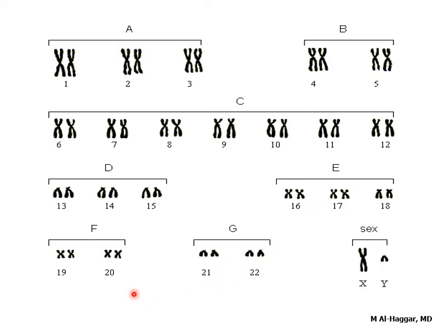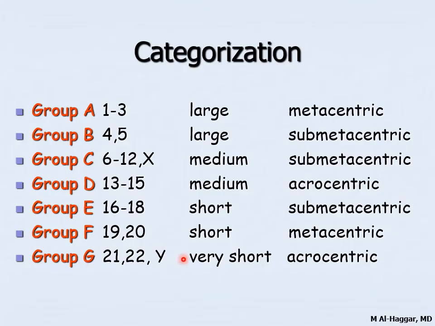The arrangement of the chromosomes into 7 groups, as you see, is group A, group B, C, D, E, F, and G. Chromosomes 1, 2, 3 are in group A, 4 and 5 in group B, group C from 6 to 12, group D from 13 to 15, group E 16, 17, 18, group F 19 and 20, and finally group G 21 and 22. The X chromosome belongs to group C, and the Y chromosome belongs to group G. Here, this contains the 21, 22, and Y chromosomes.